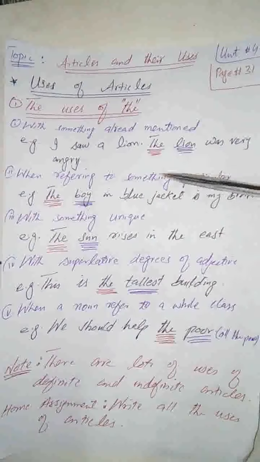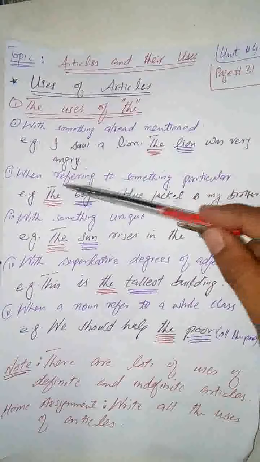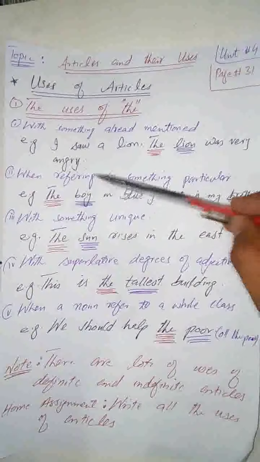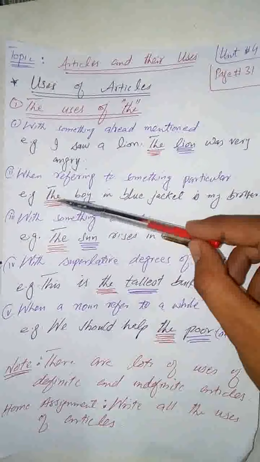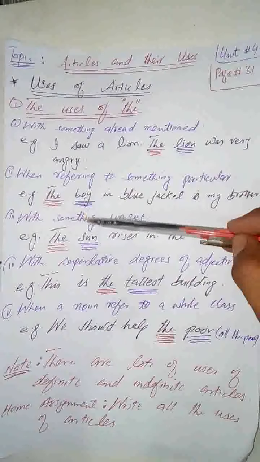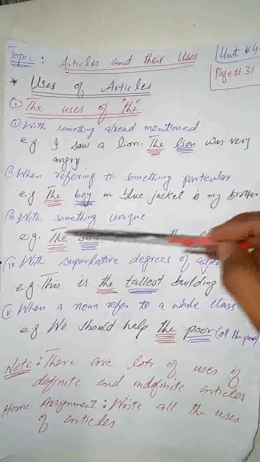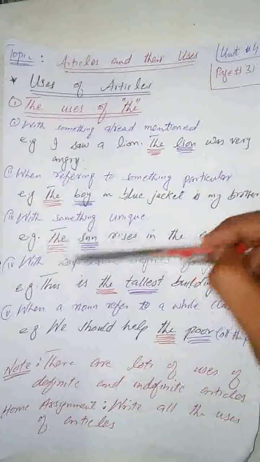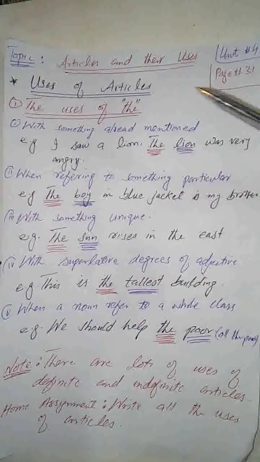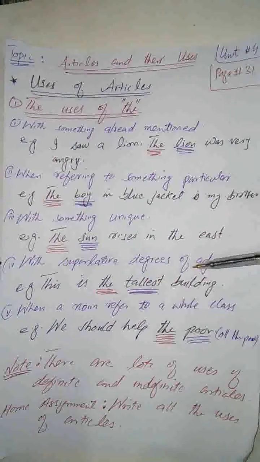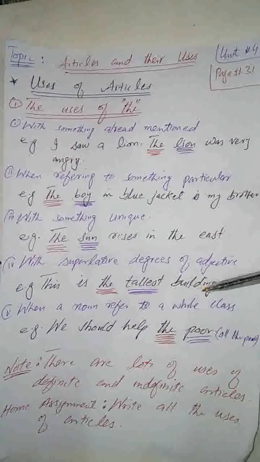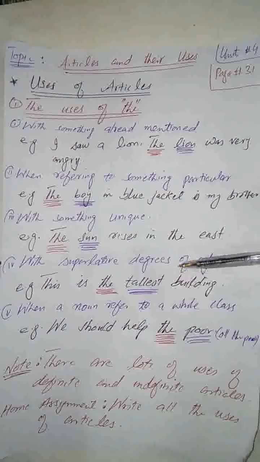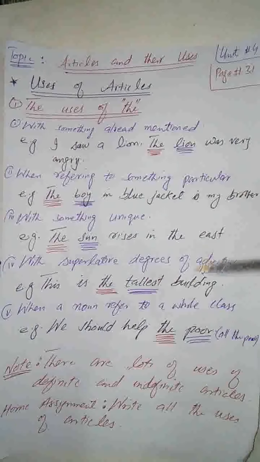Okay, the second use is when referring to something particular. The boy in the blue jacket is my brother. So I am talking about the specific boy. That is why I am using the. The third use is with things which are unique. You say the sun rises in the east, the sun, the moon, the earth, the sky, because all these things are unique. The fourth use is with superlative degrees of adjectives, the tallest building. This is the tallest building in the city, the smartest boy in the class. Similarly, the wisest, etc.